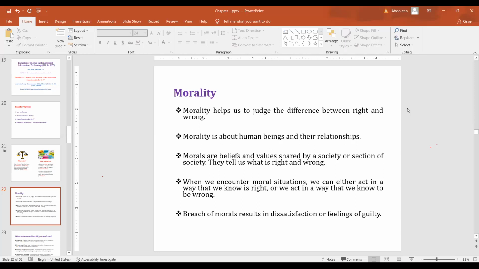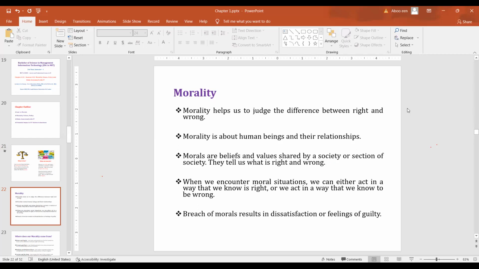If it is a good person, his moral is good. At the same time, if the person steals that bag and all the stuff inside it, the jewelry and the money, then he is doing the wrong thing. So he does not have morals. Simply, you can understand, he does not have good beliefs.